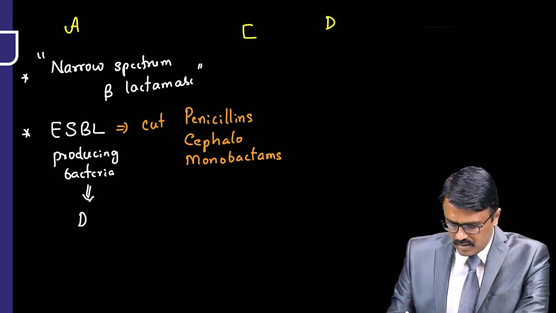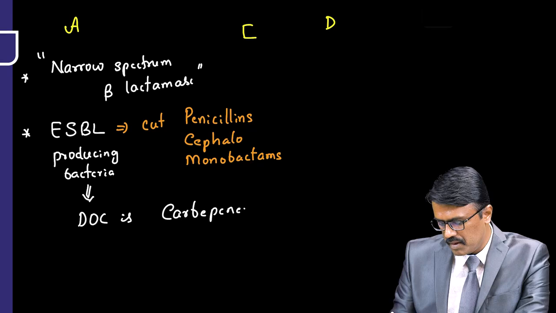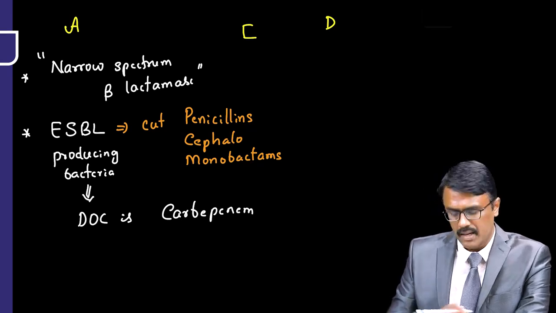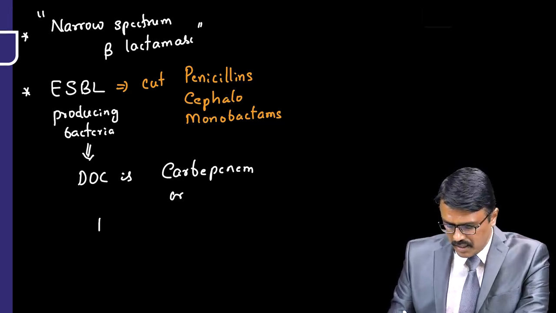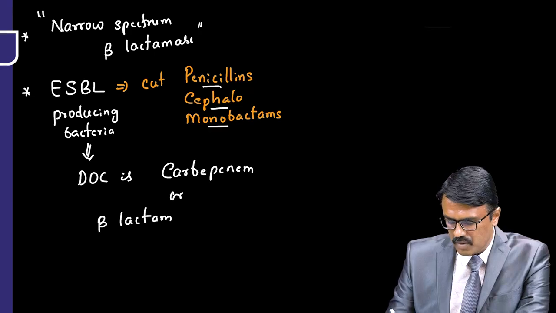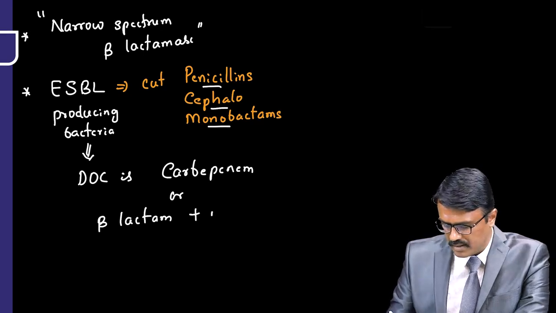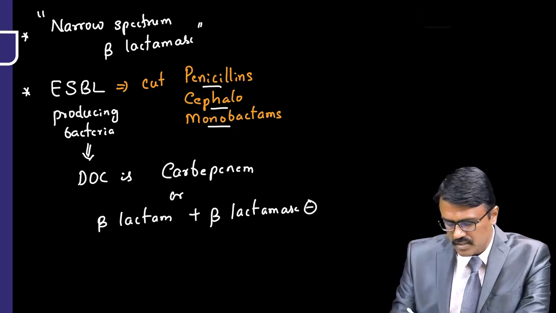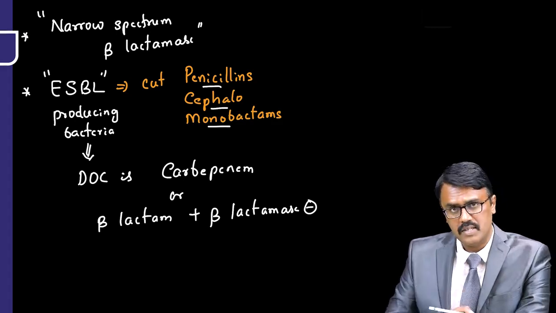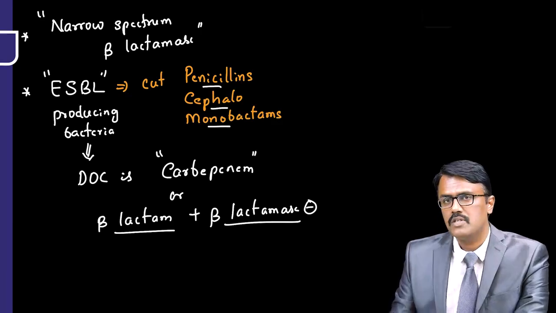For this, the drug of choice is carbapenem. Sir, why carbapenem? Because carbapenems are not cut by ESBL. If carbapenem is not available, another idea is you can use a beta-lactam, for example penicillin, cephalosporin, monobactam. If you use that, who will cut it? ESBL. So for that, what we can add is a beta-lactamase inhibitor. These ESBLs can be inhibited by a beta-lactamase inhibitor. That's why we can use a combination. If you cannot use a combination, you can use carbapenem, which is not cut.